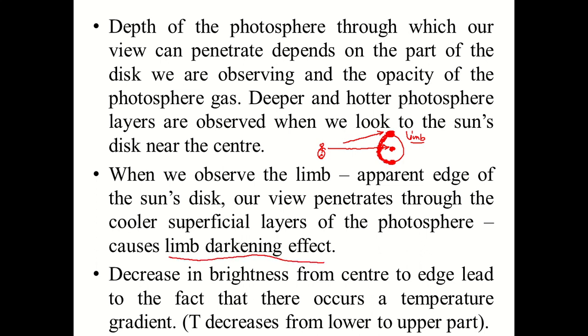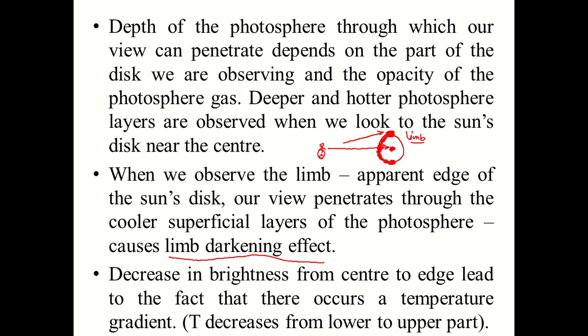So the limb darkening effect is the phenomenon in which, when an observer observes the sun's disk through the apparent edge, his view has to penetrate through the cooler superficial layers of the photosphere, so that the apparent edge appears darker compared to the center region or regions near the center. That effect is called the limb darkening effect.